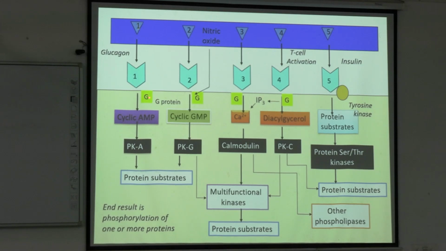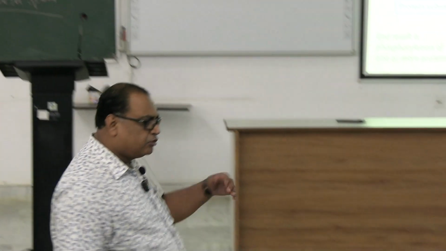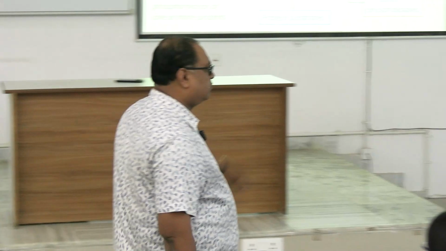1, G protein, cyclic AMP, protein kinase A, protein substrates. Now this protein substrate, let me ask you, give one example of a protein substrate that is phosphorylated in the effect of glucagon from your previous knowledge. Recall the glycogen metabolism, regulation of glycogen metabolism. Glucagon promotes which pathway, synthesis or breakdown?